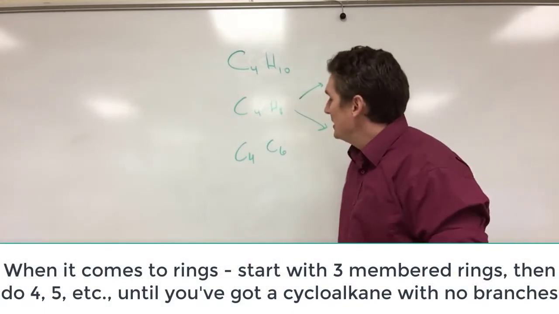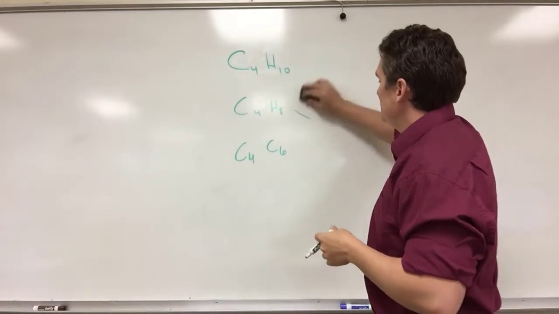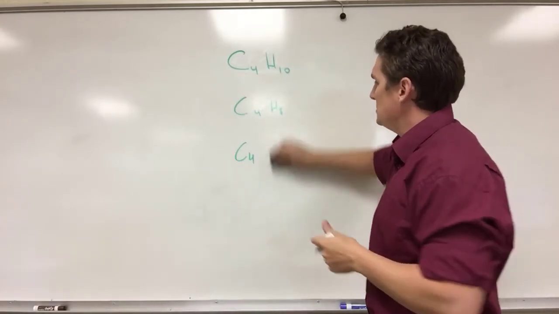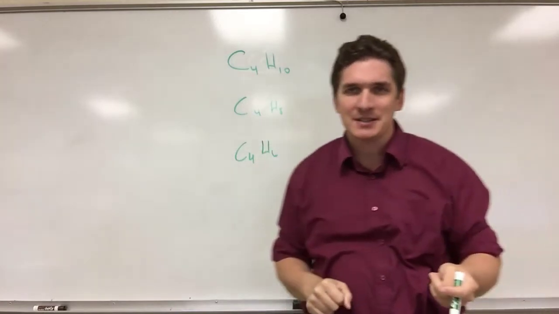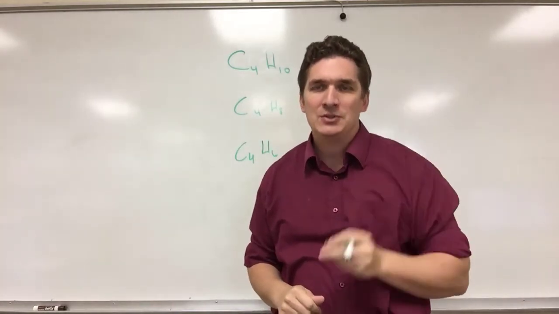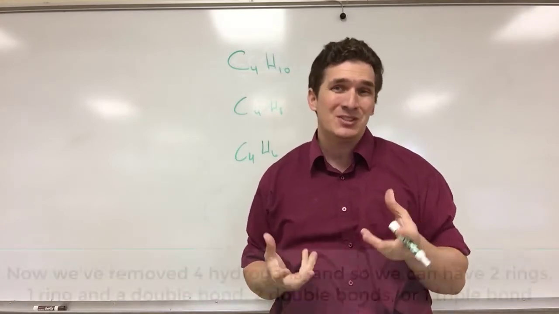Let's make it even harder. Let's get rid of 2 hydrogens. Now, if we have 2 hydrogens, we get rid of 2 pairs of hydrogens. Oh, I'm sorry, I didn't realize that was H6. It wasn't H6. So for the C4H6, we've gotten rid of 2 H2 groups now, which means we could form 2 rings, which is not likely in this case.